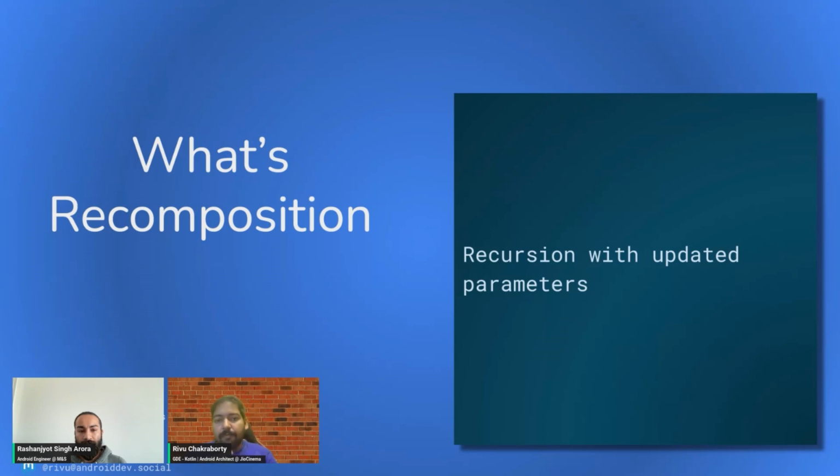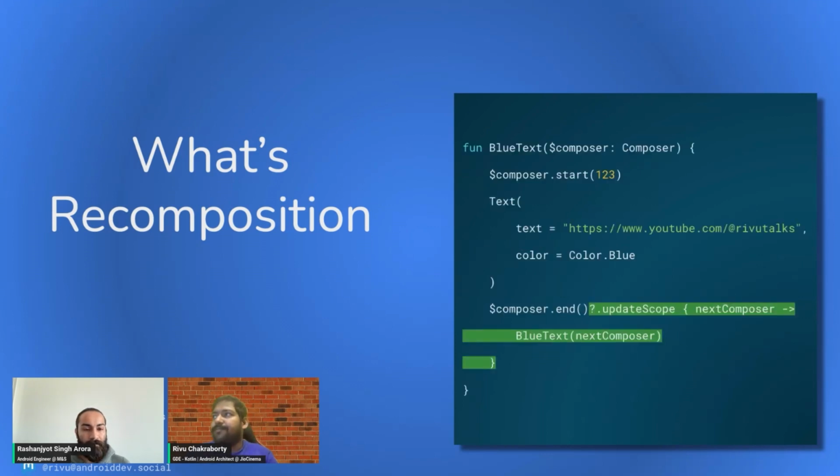Now, what it does is, let's take our previous example only, where the composer starts, and when the composer ends, it adds a little bit of code to it. So you can see here in the update scope section that if something changes, it calls the function again with the updated composer, and then it composes the function again and runs it.